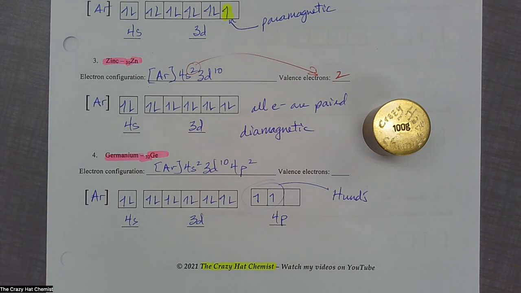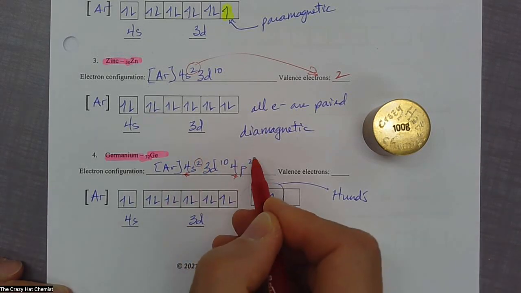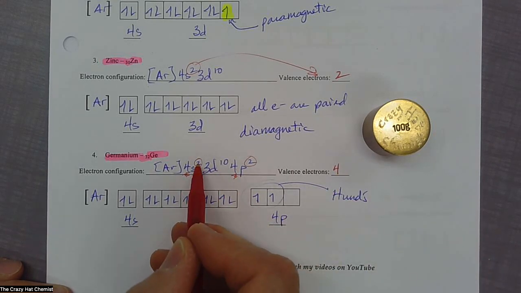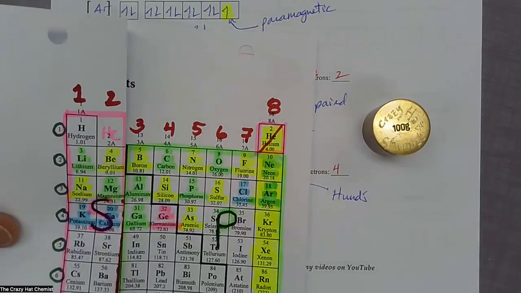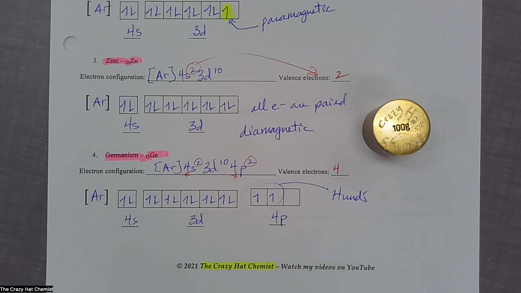We're going to add one more thing here that we didn't add before. That's the number of valence electrons. It's the largest principal quantum number. That's the 4s. We're going to sum those two numbers up, 2 plus 2. That's 4. Let's double check that. Germanium has a 4 on top. That's 4 valence electrons.